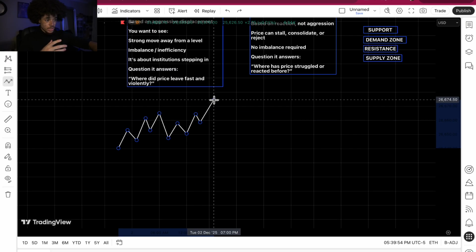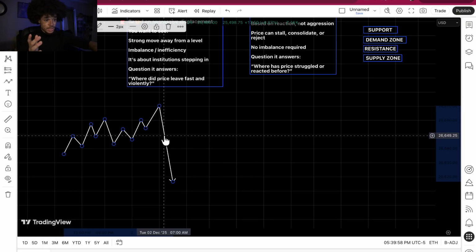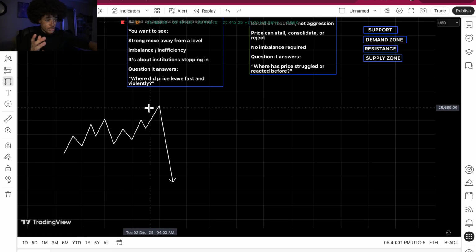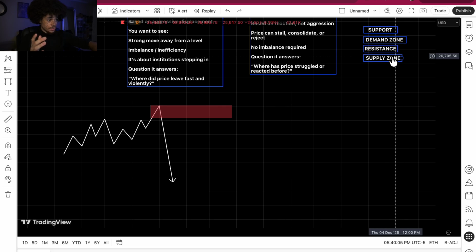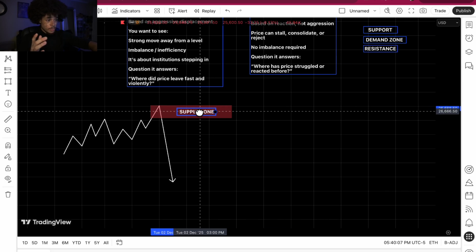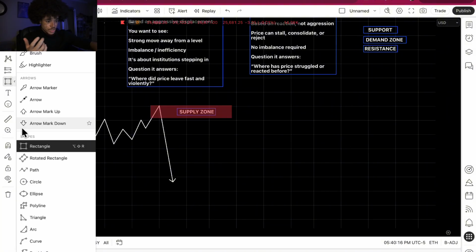Okay, but then all of a sudden, boom, the market just shoots down. If it does something like this, that means we have entered a supply zone or we created a supply zone because the only people that can push price down so aggressively is either institutional traders or some type of news event. Okay, but in this case, it's just supply.